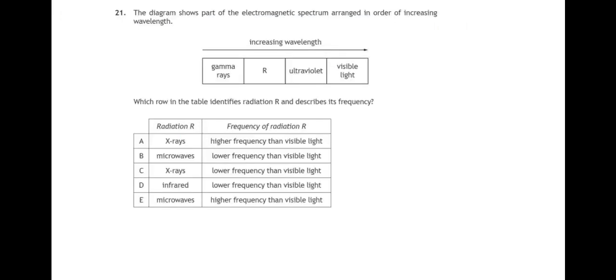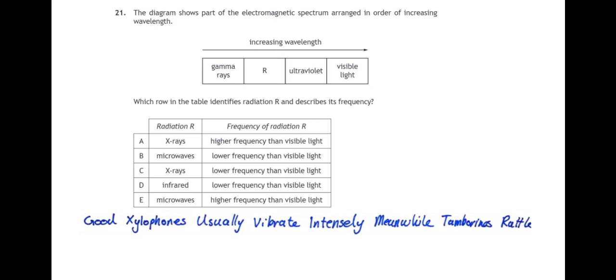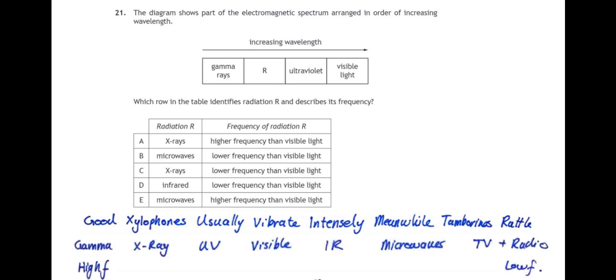Number 21. The diagram shows the electromagnetic spectrum arranged in order of increasing wavelength. Which row in the table identifies radiation R and describes its frequency? So, I remember my electromagnetic spectrum by this little mnemonic. Good xylophones usually vibrate intensely, meanwhile tambourines rattle. And that stands for gamma rays, X-rays, ultraviolet, visible light, infrared, microwaves, TV and radio waves.